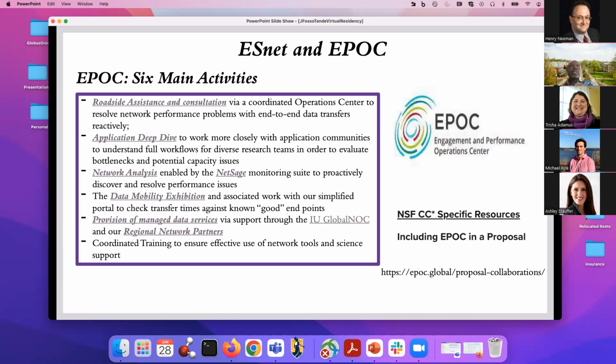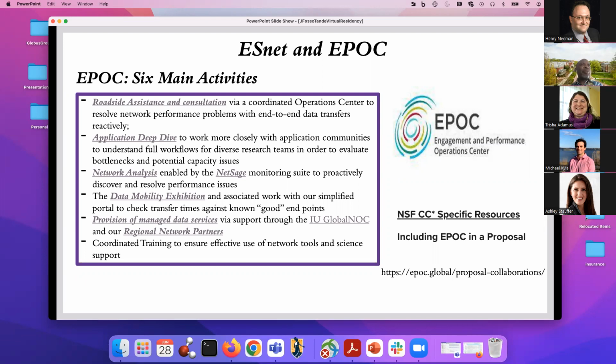EPOC stands for Engagement and Performance Operations Center. It's a roadside assistance and consultation service. They help applications by working more closely with the application community, understanding full workflows for diverse research teams in order to evaluate bottlenecks and potential capacity issues. They can also help with network analysis, through a NetSage data mobility exhibition. This was really good for us.